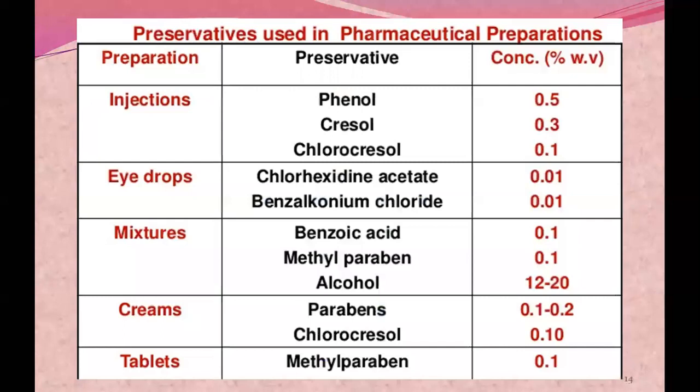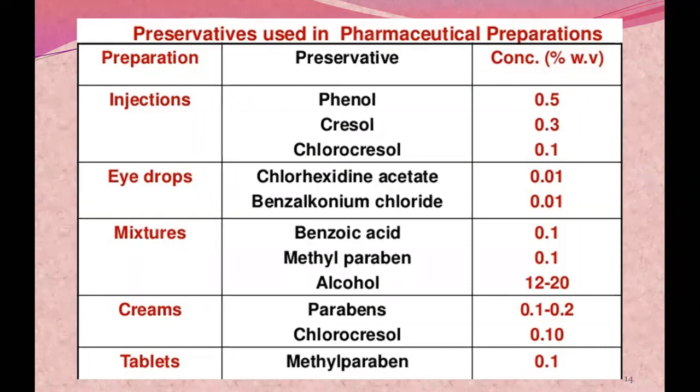Now, this is the list of preservatives depending on the type of dosage form. For injections, the preservatives used are phenol, cresol, chlorocresol. For eye drops, the preservatives are chlorhexidine acetate and benzalkonium chloride. For mixtures, benzoic acid, methyl paraben and alcohols. For creams, different parabens and chlorocresol, and in tablets methyl paraben is used as a preservative. The respective concentrations are also given in the table.